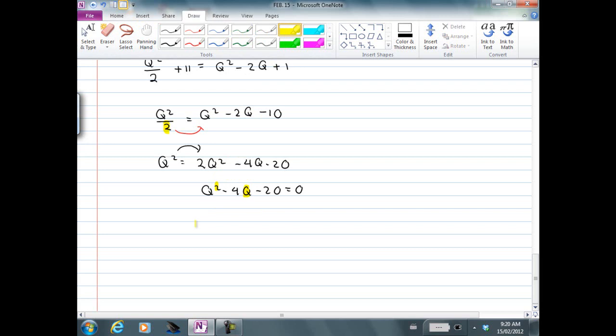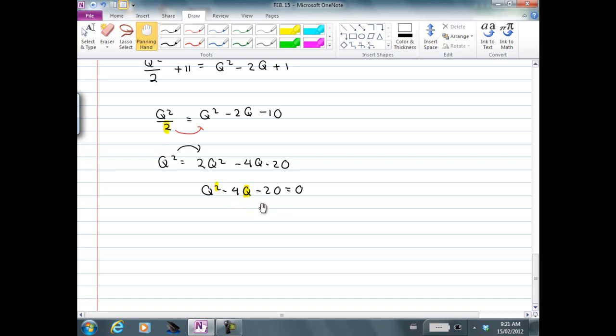How do you solve this now? Harmeet. Solve by factoring? Well, what two numbers multiply together give you negative 20 and add together give you negative 4? There's no numbers. Pawin, if there's no numbers, what do you do?